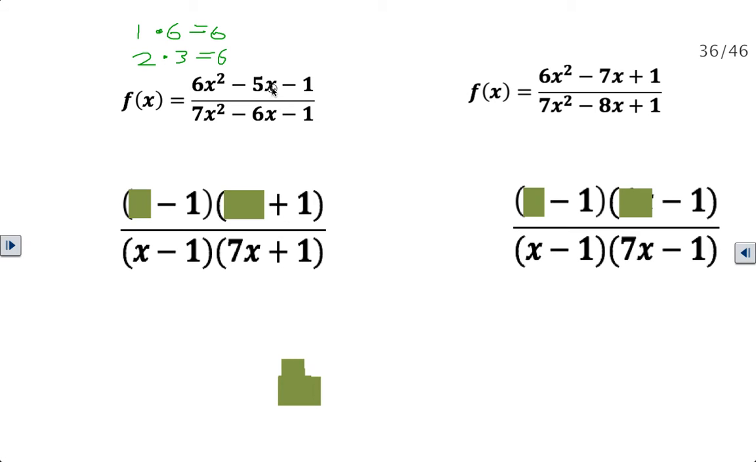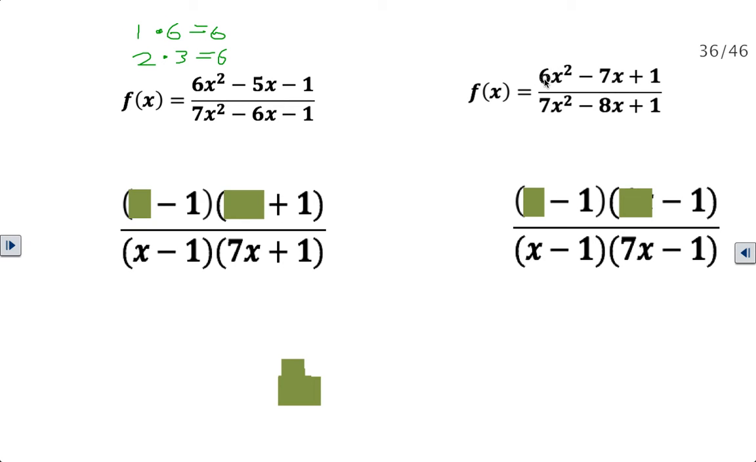One of your terms needs to be negative and one needs to be positive because of the negative 1 here. So if you had a negative 2 and a positive 3, you wouldn't get a negative 5. If you had a negative 3 and a positive 2, you still wouldn't get negative 5. But if you had a negative 6 and a positive 1, then you would have negative 5 here. Okay?